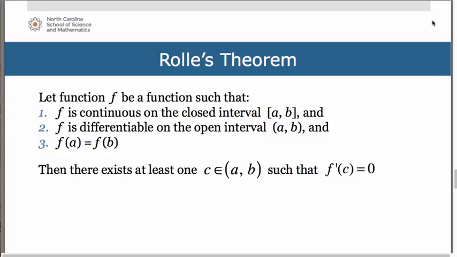That brings us to the statement of Rolle's theorem. Let f be a function such that f is continuous on the closed interval from a to b, f is differentiable on the open interval from a to b, and now a third condition, that f of a has to equal f of b. Then there exists at least one c value in the open interval from a to b such that f prime of c is equal to 0.